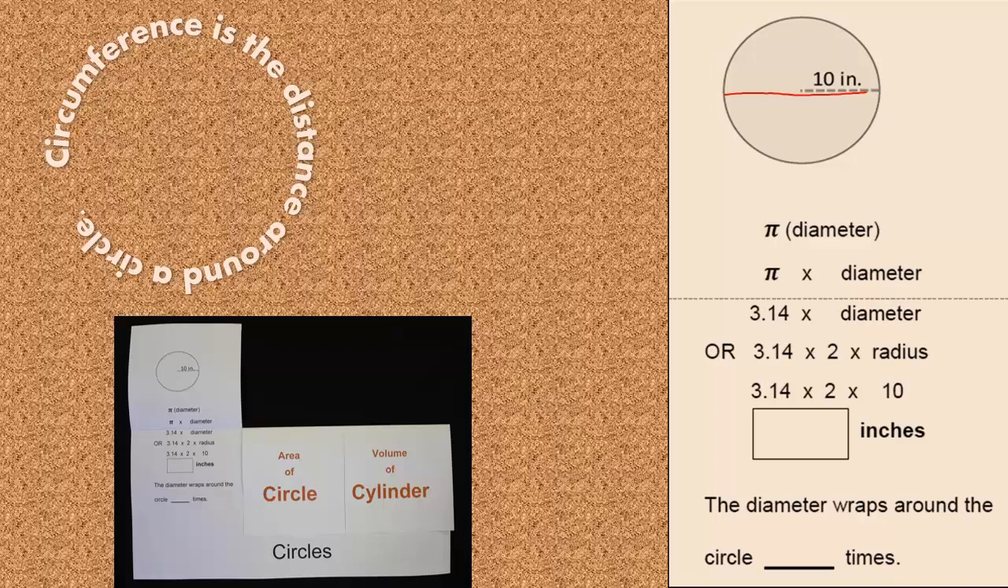Something that's very special about the diameter is that it can wrap around the circle 3.14 times. So a special name has been given to this amount, and that special name is pi. This is the symbol for pi. It is a Greek symbol. Since the diameter of any circle will wrap around that circle 3.14 times, then we can just multiply pi, or 3.14, times the diameter.